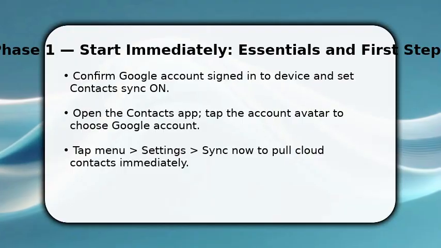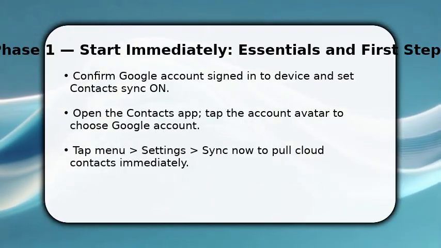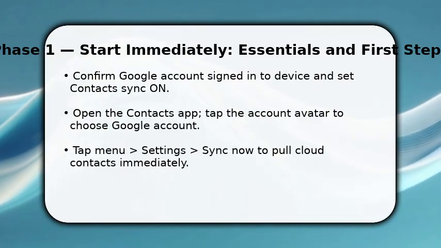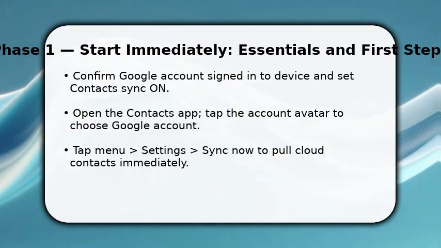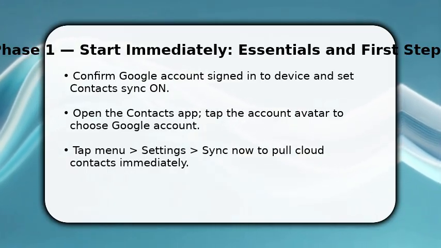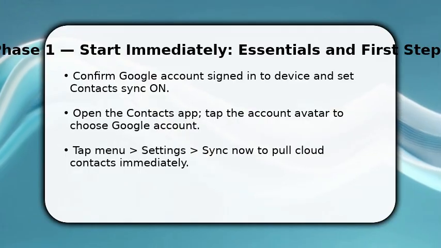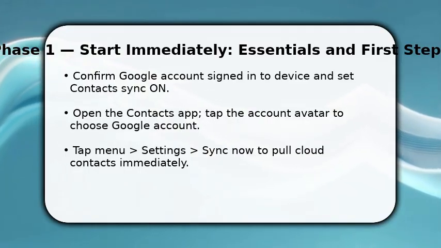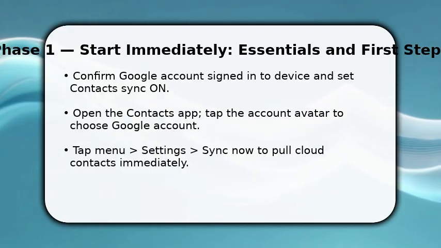You'll start by making sure your Google account is active and Contacts Sync is enabled. Once done, open the Contacts app and switch to the Google account view so you work on cloud records, not device-only entries. Next, tap the app menu, go to Settings and trigger Sync Now. This forces the latest contacts to download.